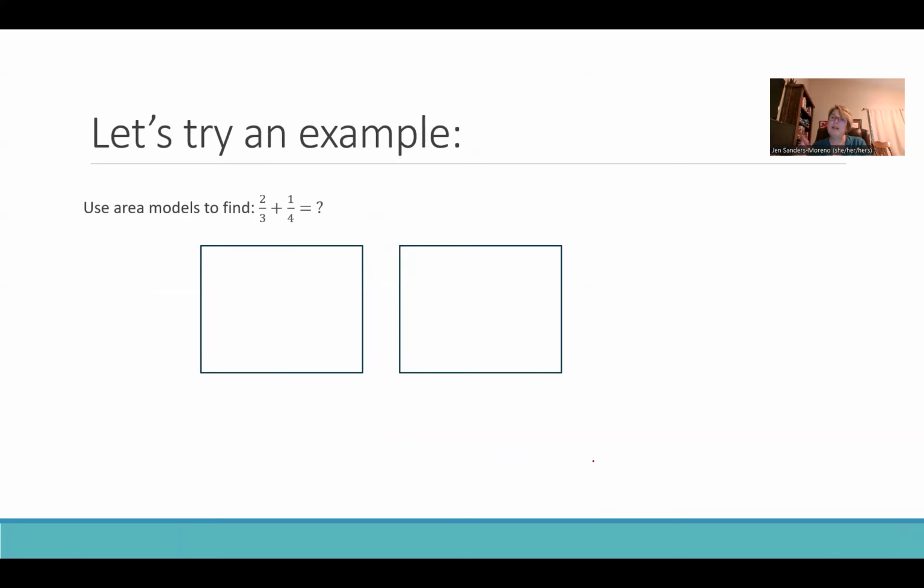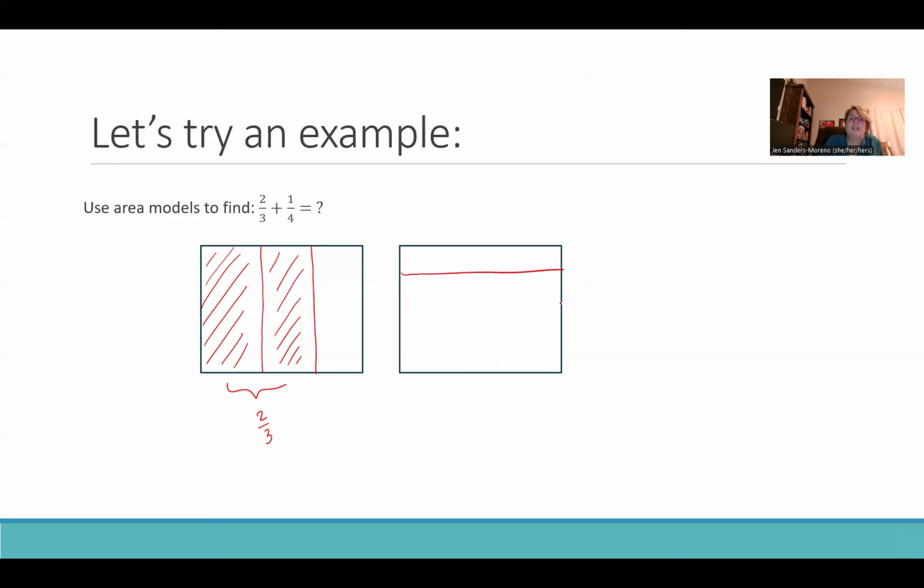So here I've got 2/3 plus a fourth. First thing that we're going to do is represent 2/3 with this first area model. So I'm going to cut it into 3. And I'm just going to lightly shade 2 of the 3. Beautiful. So that's my 2/3. And then this one, I need to cut the other direction. So we're going to cut this across and I need to cut it into fourths. They're supposed to be equal, but I will say area models are a little bit more forgiving for the equal part.